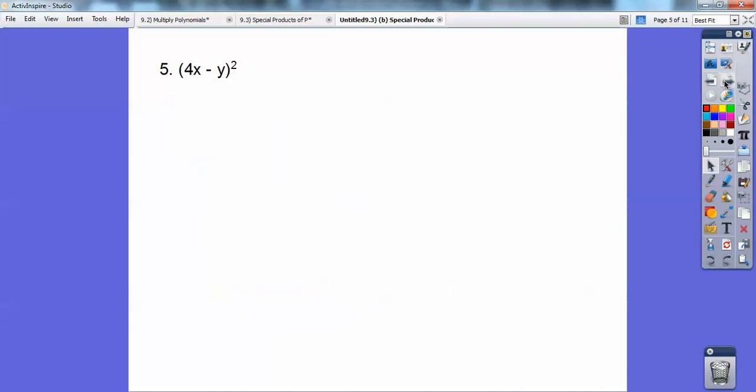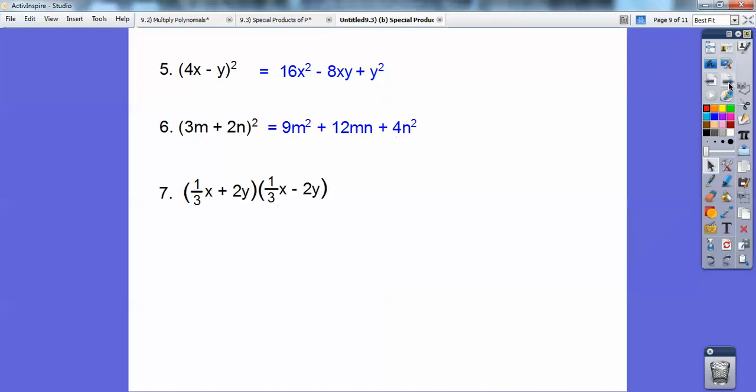All right, let's try this one here. Square this one is 16x squared. Square this one is y squared. So I get 16x squared on the left and then plus y squared on the right. Multiply those as 4xy and then double it, it's going to be 8xy. Try that one. I'm going to get 9m squared, multiply those as 6mn, double it as 12mn, and then square that as 4n squared. This one's pretty groovy.